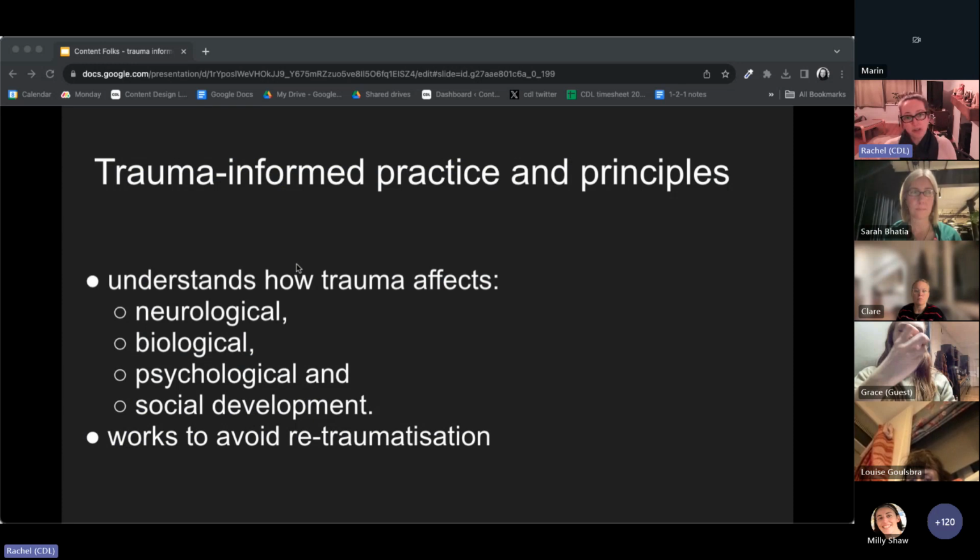So we've got an understanding of why it's harder to take in information when we're stressed, anxious, or experiencing trauma. But what do we do about it? And here's where trauma-informed practice and principles can help. So trauma-informed practice understands how trauma affects people's neurological, biological, psychological, and social development, and it works to avoid re-traumatization.